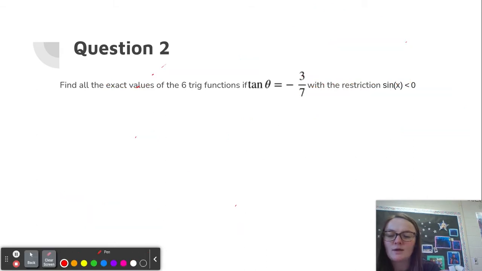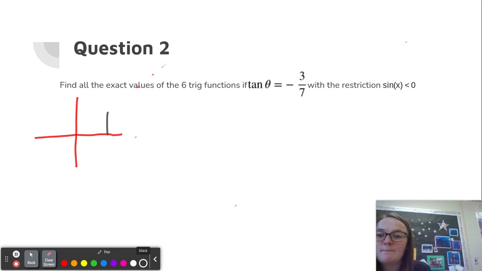Okay, so for this next question here, it says, find the 6 trig functions if tangent of theta is equal to negative 3/7 with the restriction that sine is less than 0. First thing I'm going to do is draw a picture of this on the coordinate grid. I'm going to draw a bow tie shape so I can get a nice image of a triangle.